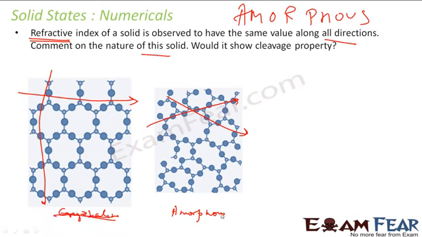Now the next question is, would it show the cleavage property? Since this is amorphous, it won't show the cleavage property, because if you cut this compound into two halves with a knife, you won't see the surface to be smooth. It will have an irregular surface. So the first task was to find whether the substance is amorphous or crystalline, and then tell whether amorphous has the cleavage property or not.